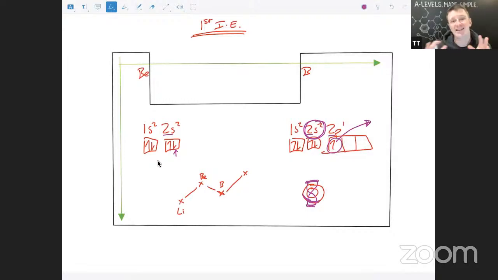Of course, the exact same explanation is for magnesium and aluminium. So if they ask you, why is aluminium lower than magnesium? Well, this time it's the 3s and 3p orbitals that are doing the same thing. So your explanation is exactly the same. The s orbital shields the p orbital where the outer electron is from the nucleus. So there's a weaker attraction and less energy is required to remove it. So that's why we get that dip between magnesium and aluminium as well.